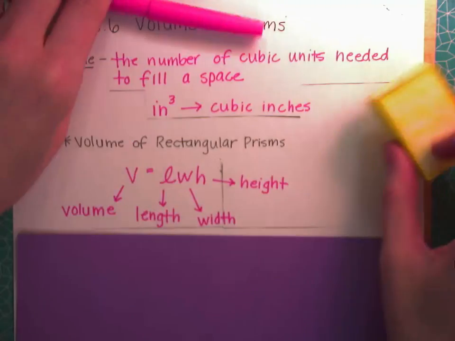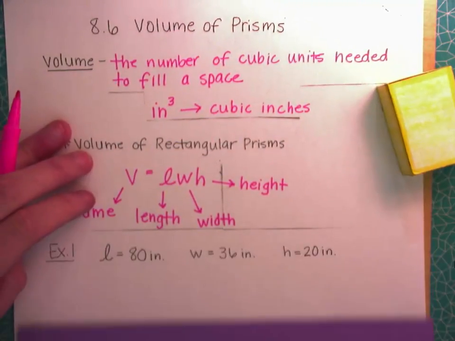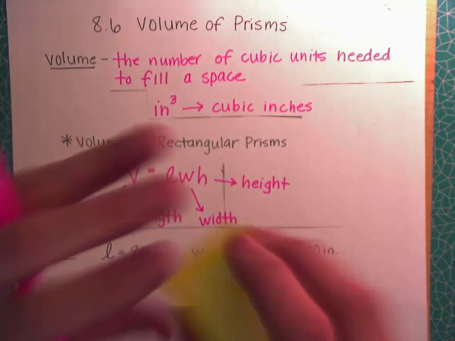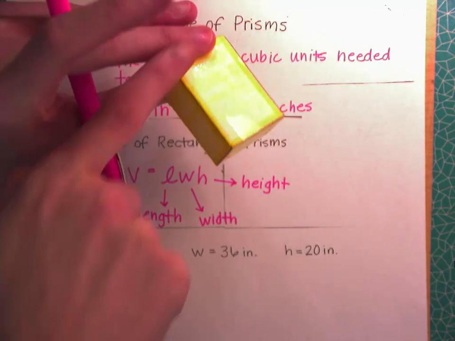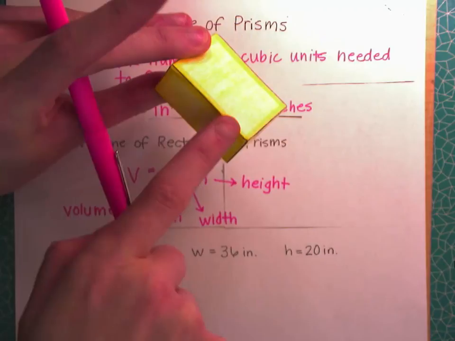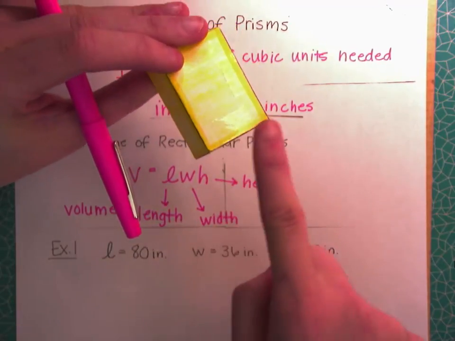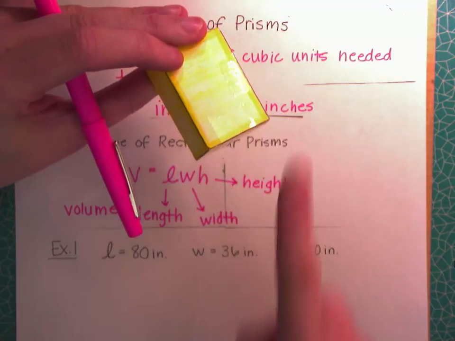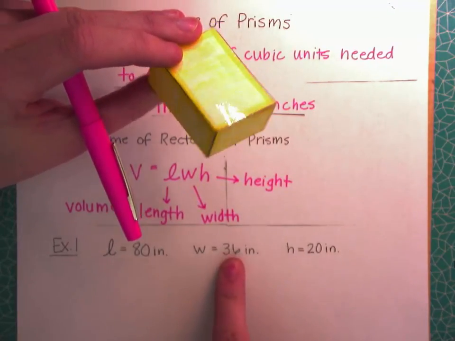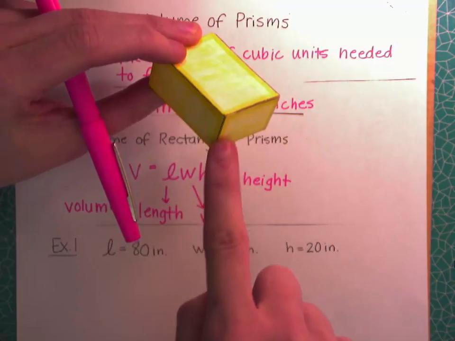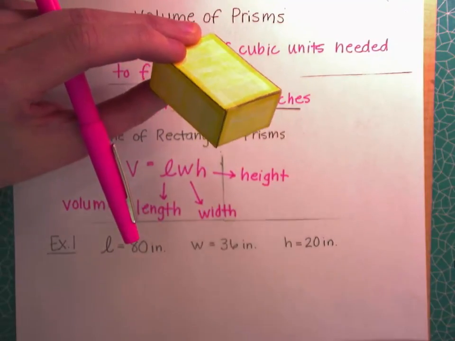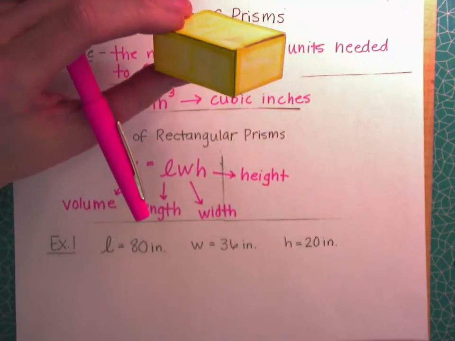Okay? So let's look at an example. Let's say my length, which is this longer side, is 80 inches. And my width, which is this shorter side, is 36 inches. And my height, or how tall it is, 20 inches. And I want to find the volume.